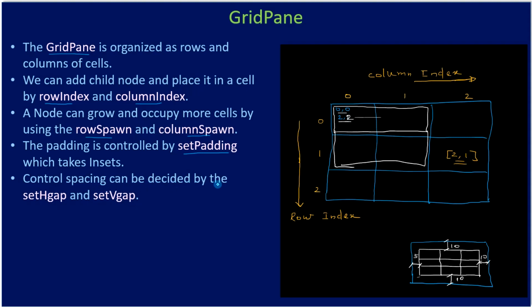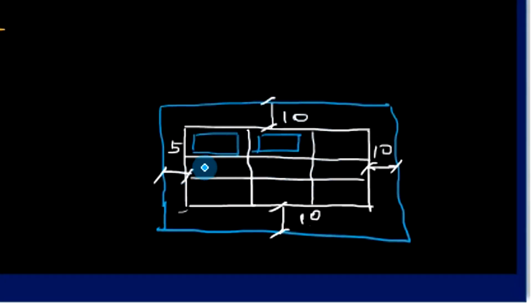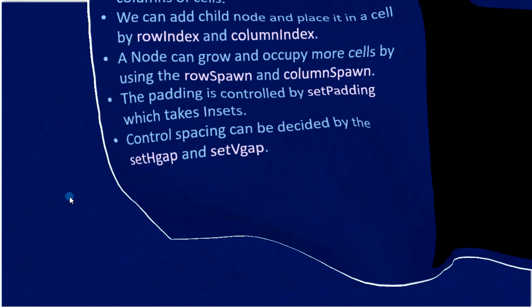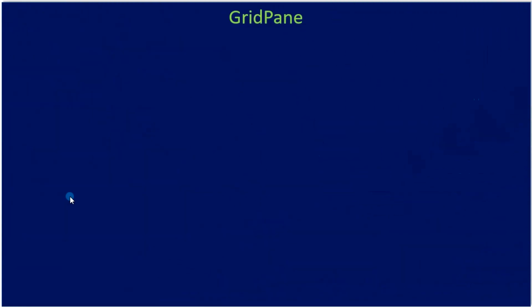Control spacing can be decided by setHgap as well as setVgap. So if you specify 1 for horizontal gap and 1 for vertical gap, then when you place a control inside this cell, there will be a gap between the controls. So this will be the horizontal gap and this one will be the vertical gap. You can set that also using the setHgap and setVgap methods. Alright, now we will look at the example.